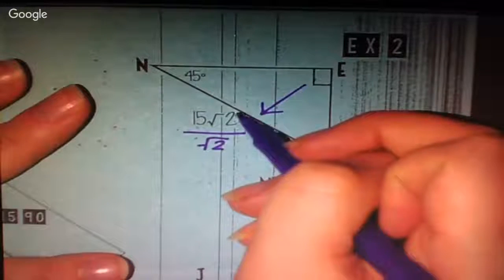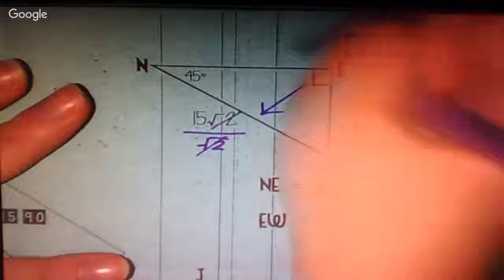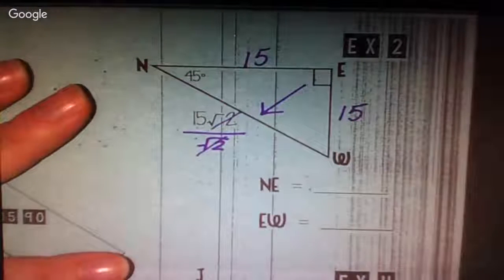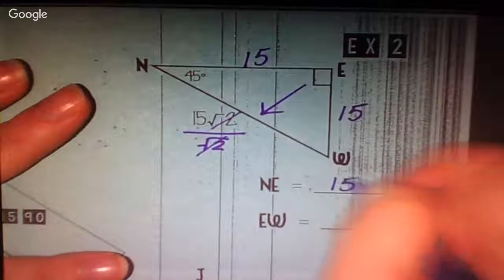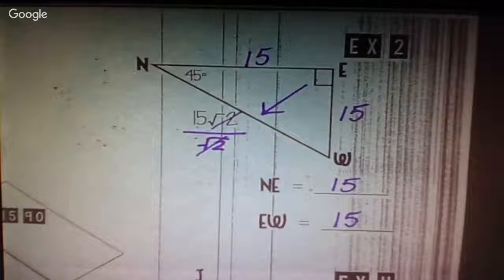So Shelby just said that means that this and this cancel out, which means your side is 15. And if one leg's 15, the other leg is 15. It's always going to be like that if it's a 45, 45, 90. I didn't think it'd be that easy. Are we gonna do one where the... Oh yeah, we're getting there.